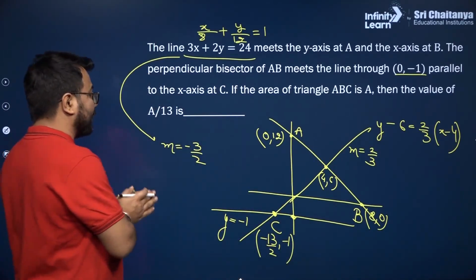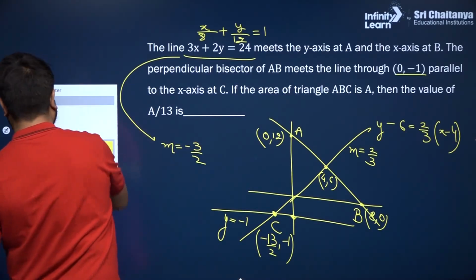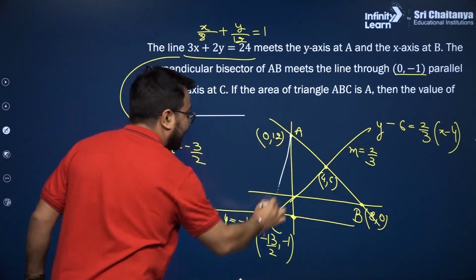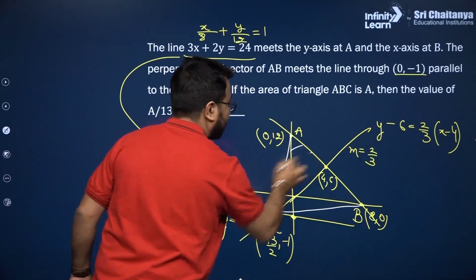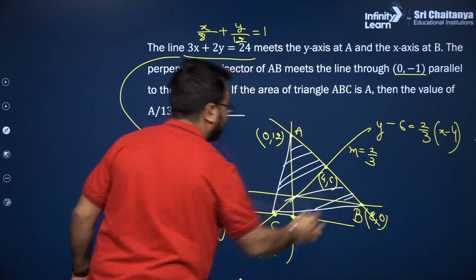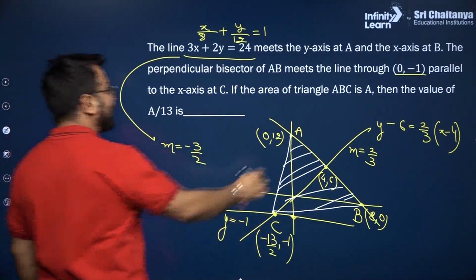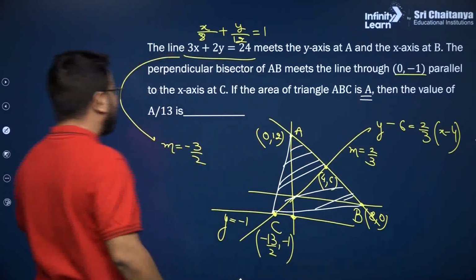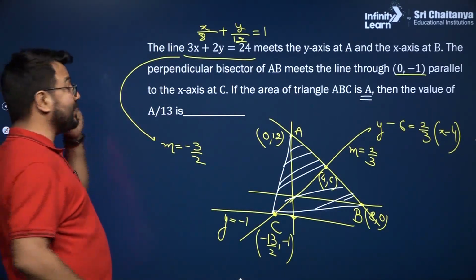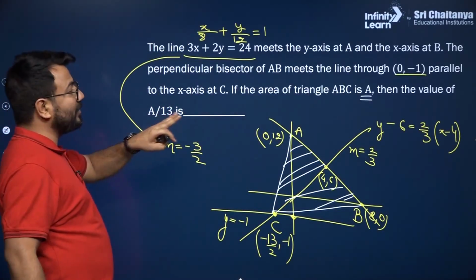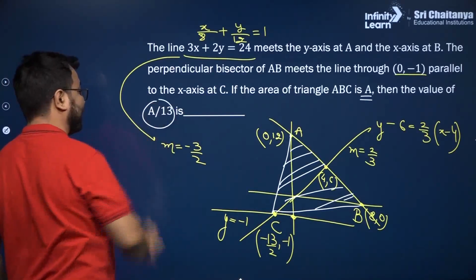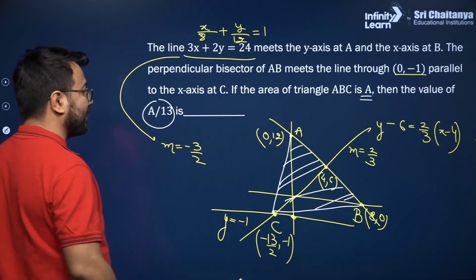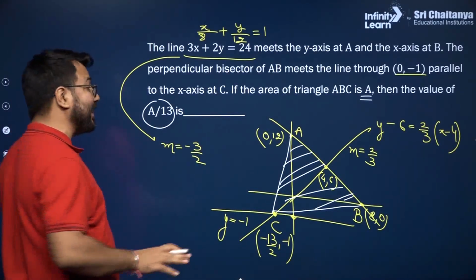So they have told us that there is a triangle which is formed here, the triangle ABC. So we need to get the area of this triangle. So if I get the area of triangle as A, I want to convert this answer in the form of A by 13. So how will I be able to get the area of this triangle? With the help of determinant.